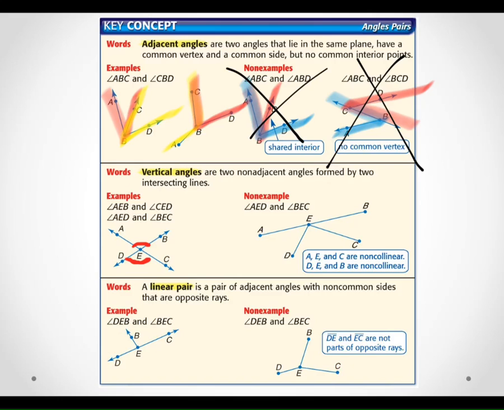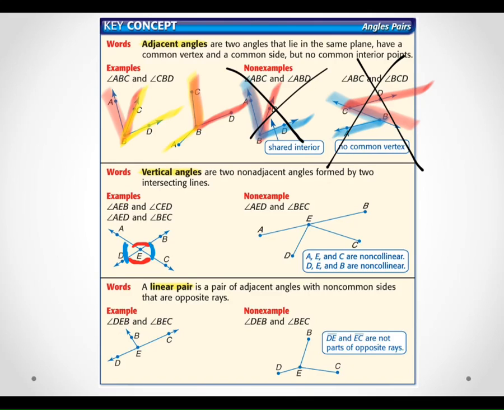Those are vertical angles. We also have another pair of vertical angles here, that AED, that one right there, is vertical with BEC, because they're on opposite sides of that intersecting line. Okay, those we call vertical angles. Two lines that intersect each other, okay, opposite sides of that are vertical angles.